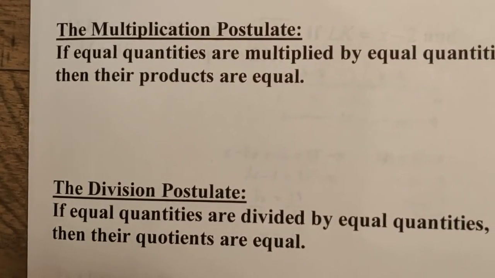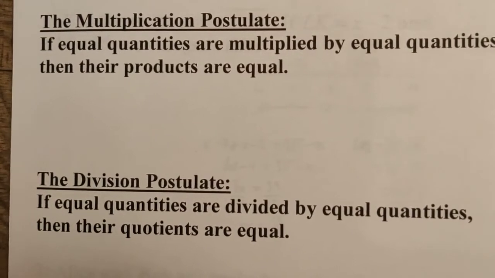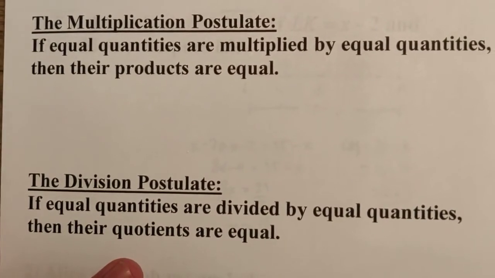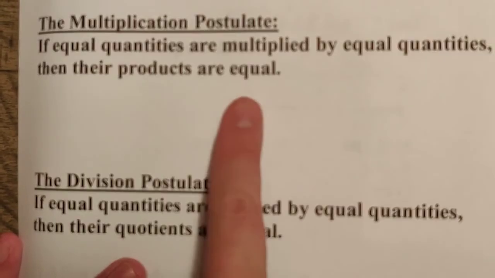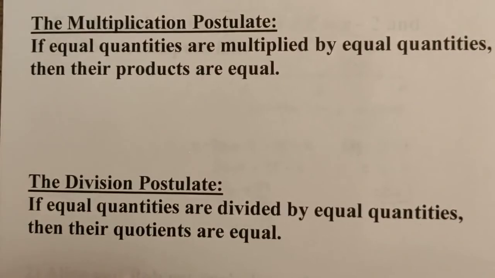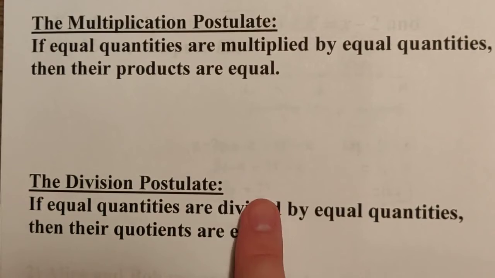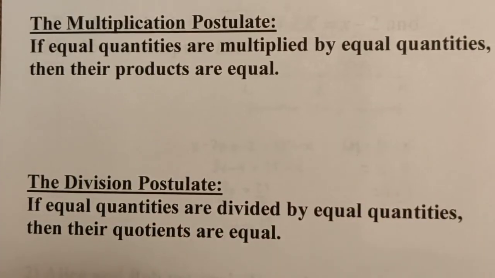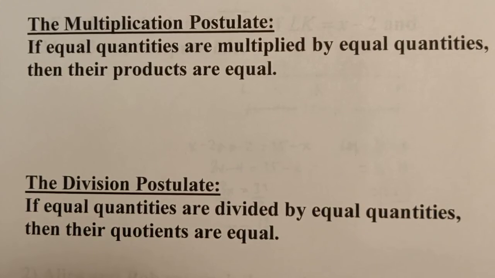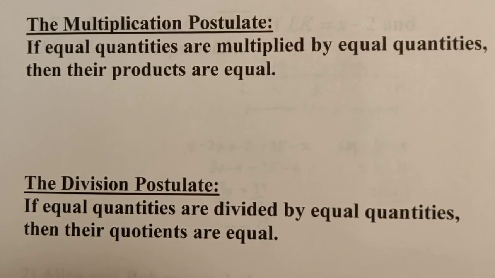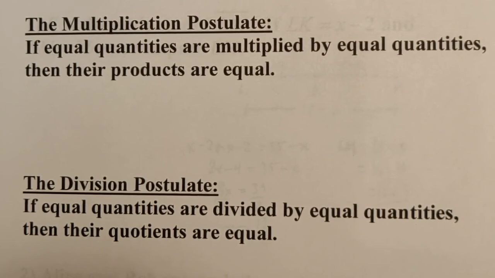So what we have here, ladies and gentlemen, is what is known as the multiplication and division postulates. The multiplication postulate: if equal quantities are multiplied by equal quantities, then the products are equal. And the division postulate: if equal quantities are divided by equal quantities, then the quotients are equal. Notice that they function in very much the same way as the addition and subtraction postulates in proofs. We'll see how we can invoke that as we go.